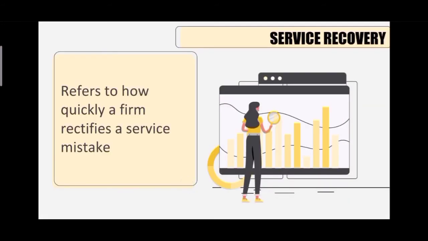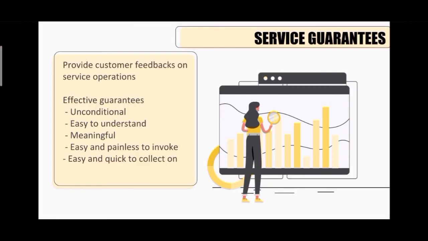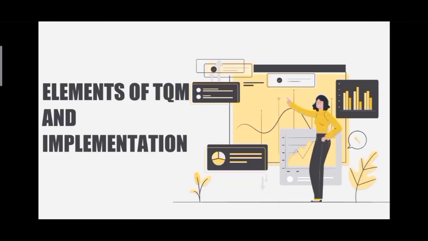So first we have service recovery, which refers to how quickly a firm rectifies a service mistake. Now this service recovery helps with customer loyalty and satisfaction. Then we have service guarantees, or customer feedback on service operations. These feedbacks help businesses formulate plans on how to offer better customer service. And now let us proceed to elements of TQM and implementation.